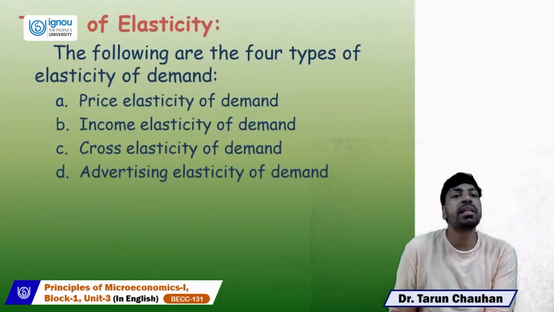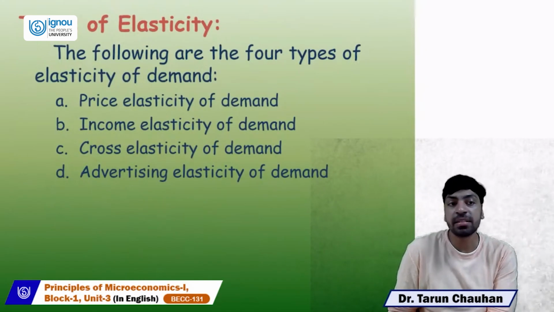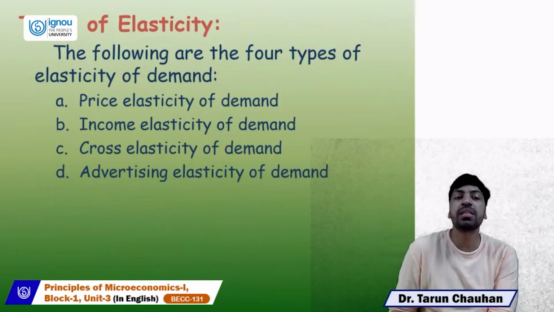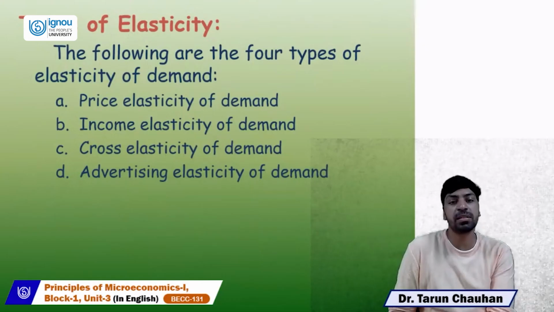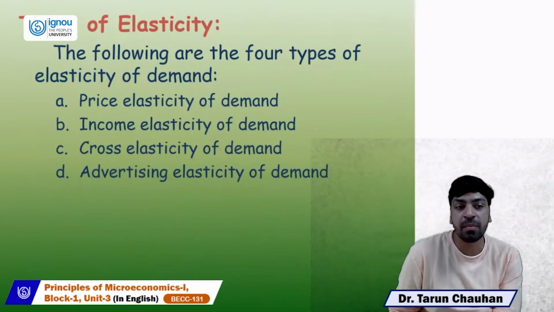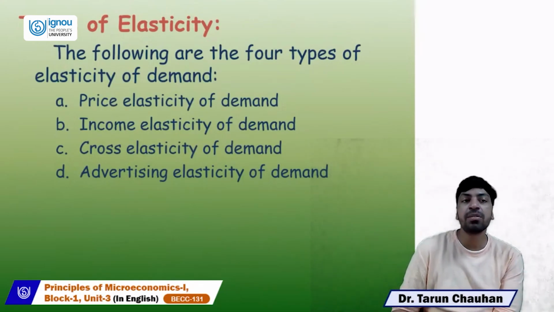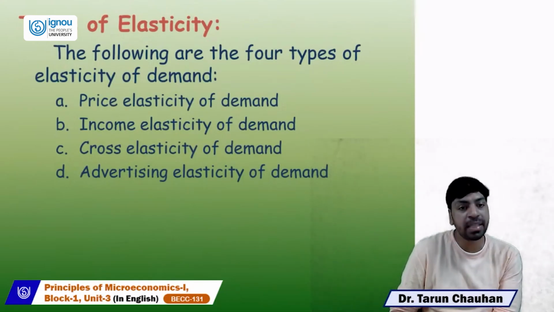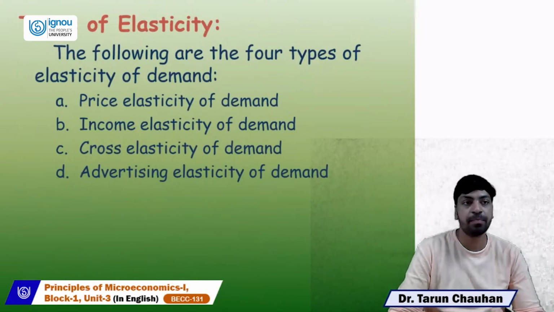Let's begin from the types of elasticity. There are mainly four types of elasticity of demand. The first one is price elasticity of demand. The second one is income elasticity of demand. The third one is cross elasticity of demand. And the fourth one is advertising elasticity of demand. So let's begin to define all these terms with mathematical formulas here.